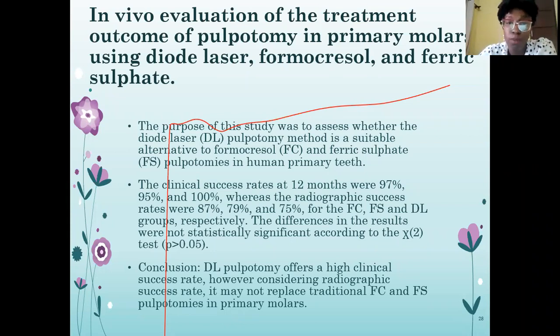So in conclusion, diode laser really offers a high clinical success rate. However, when you consider radiographic, it's not as high. And so it may not really replace traditional formocresol and ferric sulfate pulpotomies in primary molars.